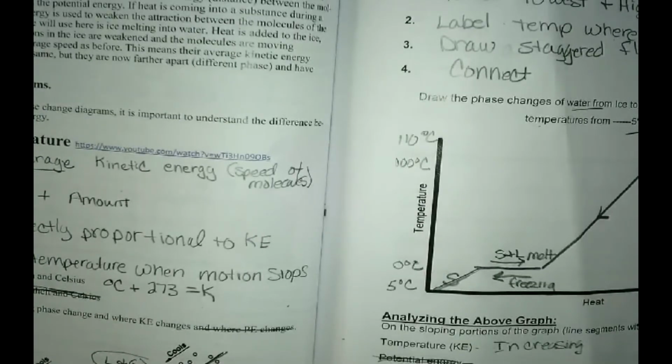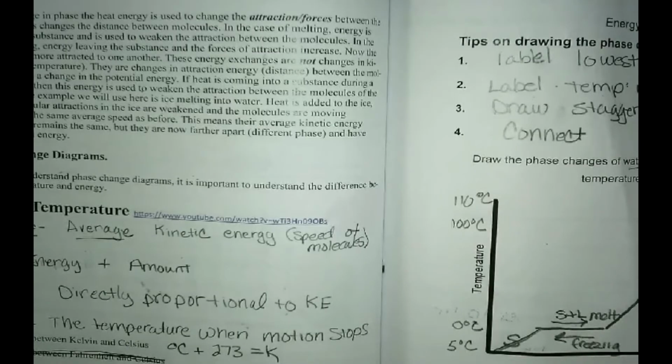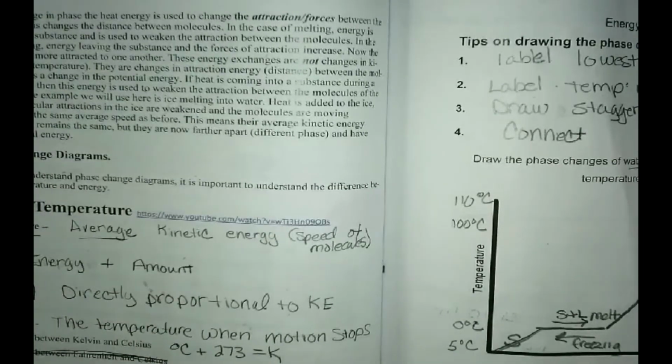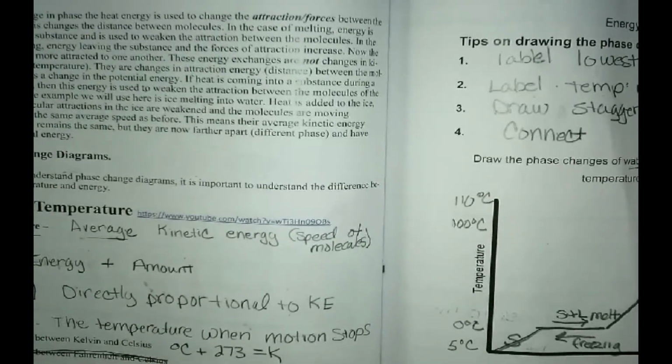On the next page in your blue book, there's another graph. I want you to pause this video and see if you can draw it and label your phases. After you're done drawing the graph, see if you can answer some of those questions. You won't be able to answer all of them because I've cut out potential energy. Okay, so when you're done, unpause this video and let's go over the answers.